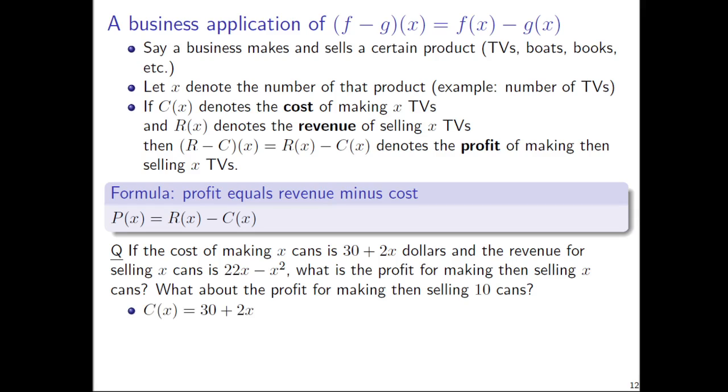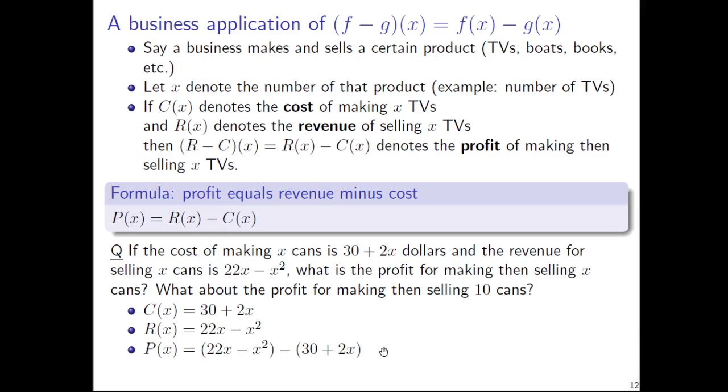The cost function here is capital C of x equals 30 plus 2x. We'll identify the revenue function as capital R of x equals 22x minus x squared. Then the profit function, just from up here, P of x equals R of x minus C of x. It's an application of this. Profit is first R minus C, capital R minus C, so it's the revenue minus the cost. Because of the multiple terms, the parentheses would be necessary.